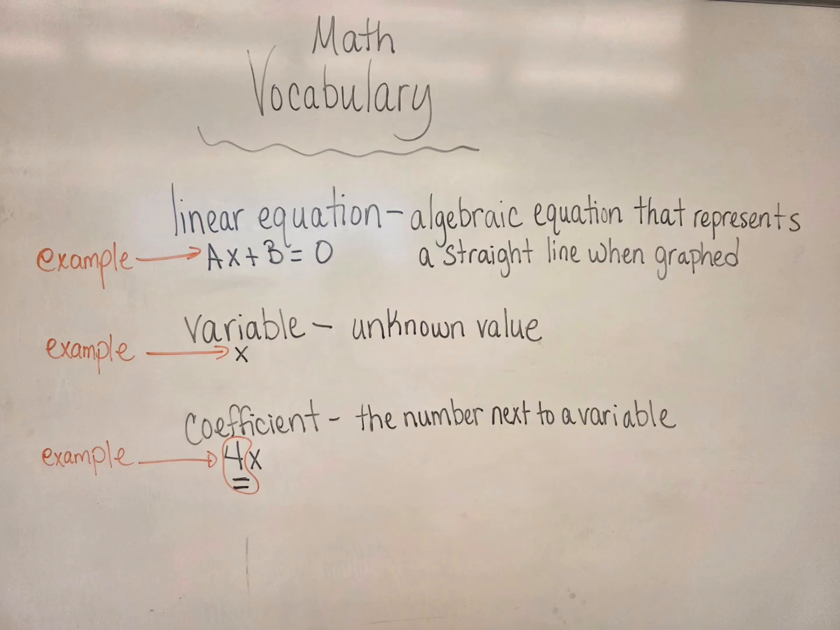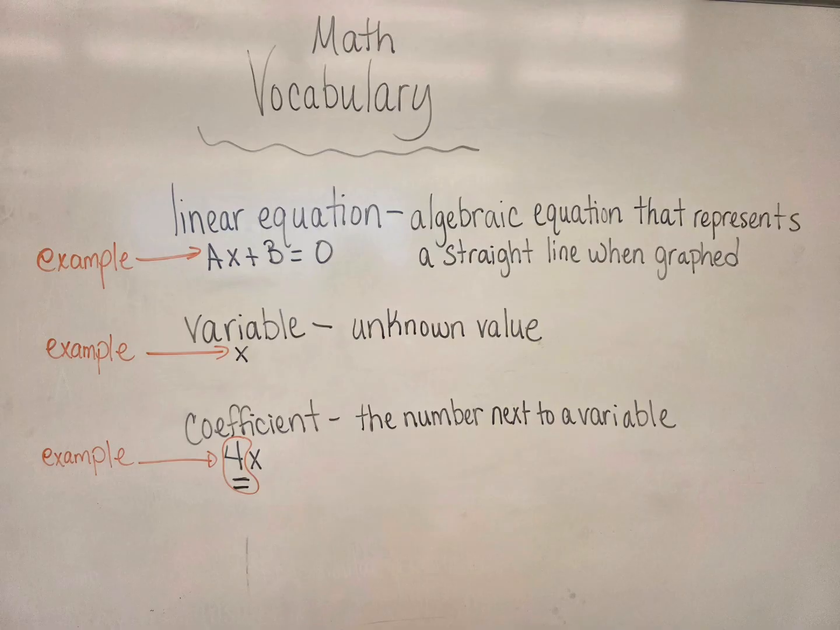Okay, I want to run through some math vocabulary. Three things you need to know for this lesson. One, let's start off with a linear equation. Your example I've provided for you, ax plus b equals 0. A linear equation is an algebraic equation that represents a straight line when graphed. We're going to talk about graphing later. Look out for it in another lesson.